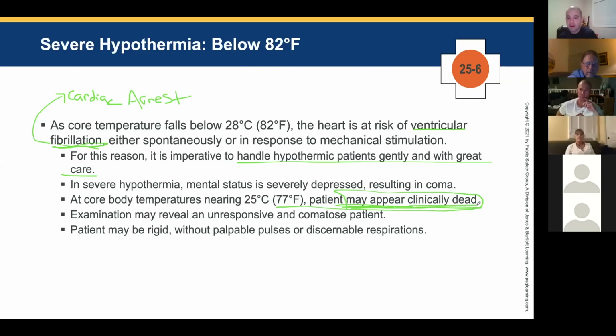Yes. Right? So their pulse, their breathing may be so weak, they have that slow decreased metabolism, that they may appear dead for all intents and purposes, but they're really not, right? They have that really slow pulse. They have those really slow respirations. And so this is where we get that saying, once again, you're not dead till you're warm and dead. We need to warm these individuals up. And so they may be unresponsive and comatose, and they may be rigid without palpable pulses or discernible respirations.